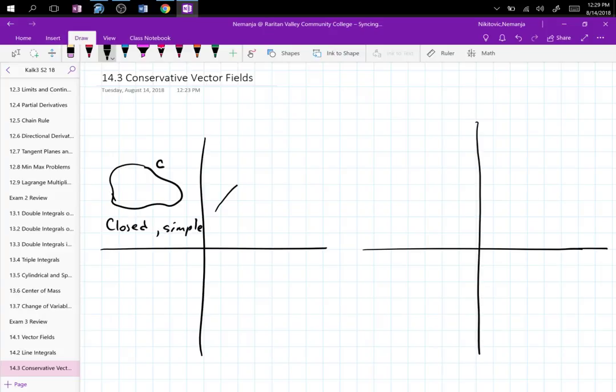And then we have curve C like this, which is not closed, but it's still simple. Now, clearly, closed and not closed is the difference between the two. They're both simple. Now, you might ask, what does simple mean?